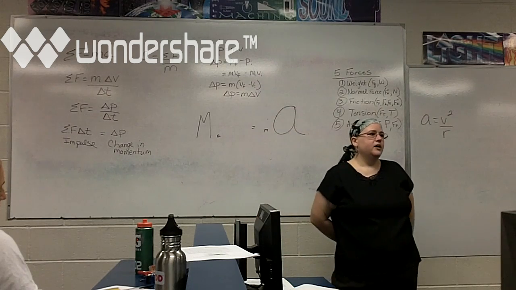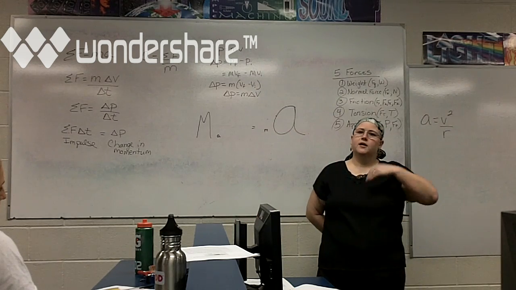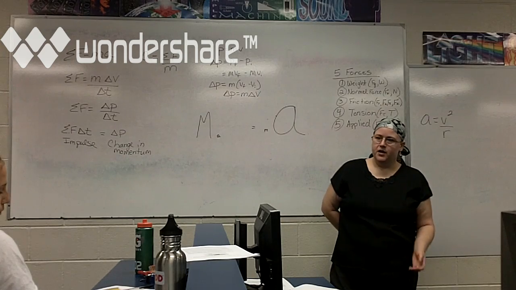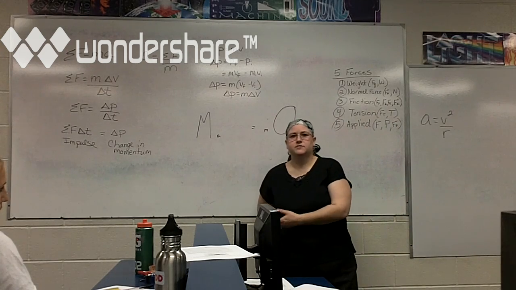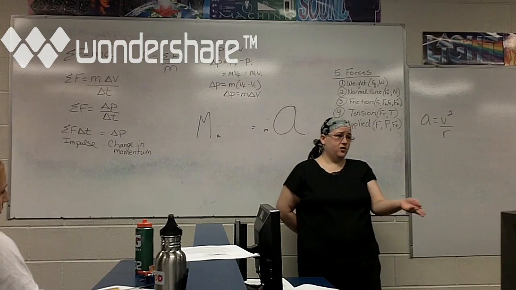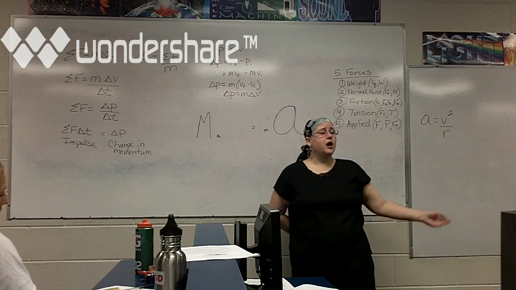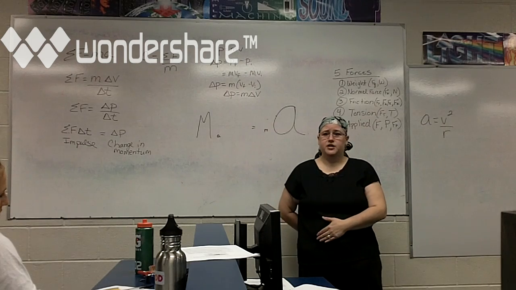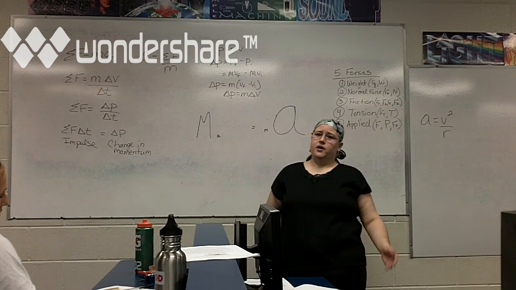Okay, so your impulse is your force times the change in time. Your momentum is your mass times velocity. And if you're in a collision, your forces are equal in magnitude, but they're opposite in direction between the two objects, and that has to do with Newton's third law.